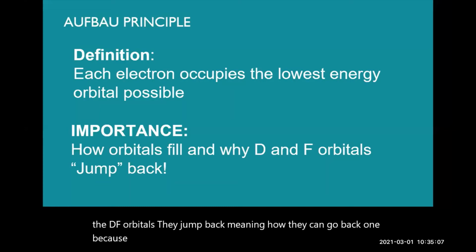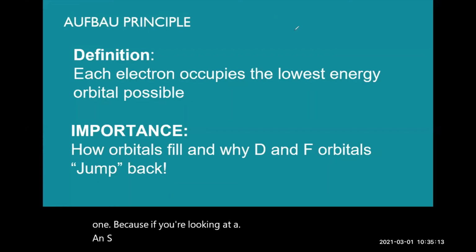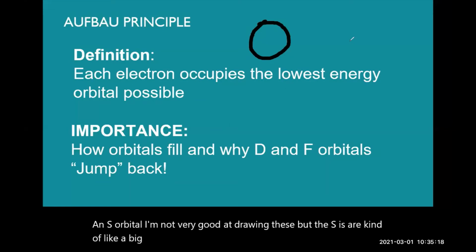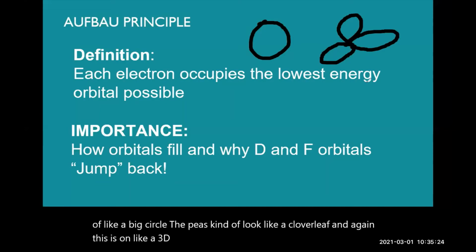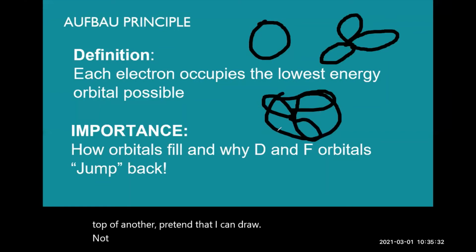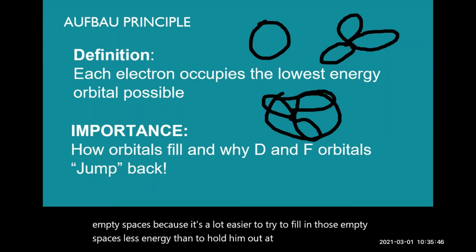Because if you're looking at an S orbital, I'm not very good at drawing these, but the S's are kind of like a big circle. The P's kind of look like a clover leaf. And again, this is on a 3D scale. And if you were to put one on top of another, there's empty spaces, so they go back in and fill in these empty spaces because it's a lot easier to try to fill in those empty spaces. It's less energy than to hold them out at new energy levels.